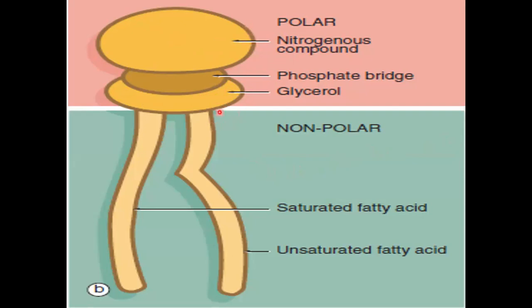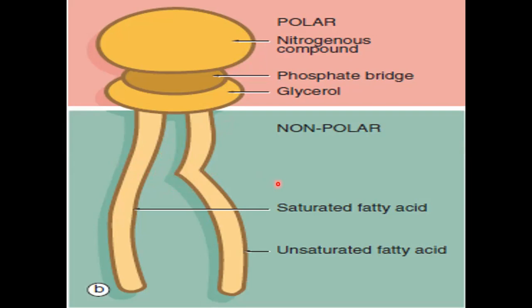So the head is said to be polar. The head is polar because of the nitrogen and phosphate there. So we have a positive and a negative charge, whereas the tail is non-polar. Even though there are two molecules of fatty acid, the tail is non-polar because these two molecules are not charged. A fat is neither positive nor negative, and these two are fat in nature, and that's why it is a non-polar region.